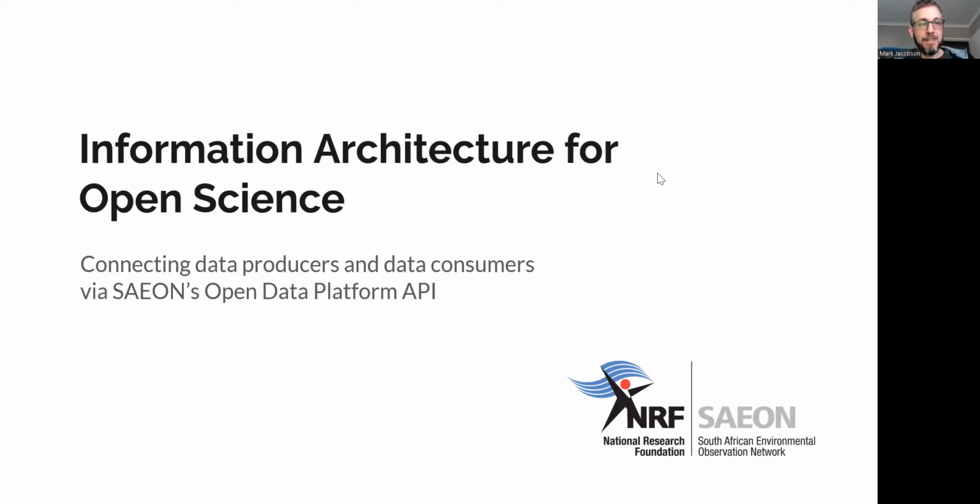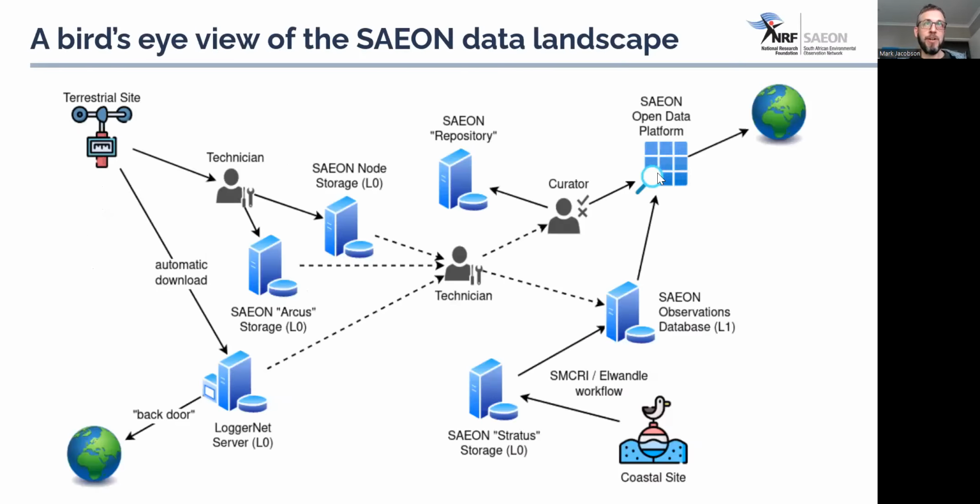I'd like to begin with a bird's eye view of the SAEON data landscape. Now, this picture is by no means intended to be a comprehensive account of SAEON's data holdings and workflows. It's intended to present a high-level perspective on terrestrial and coastal observational data with a focus on terrestrial and the workflows surrounding the preservation and publication of this data. The solid arrows on the diagram indicate well-established workflows, while the dashed arrows indicate intermittent and not so well-established workflows.